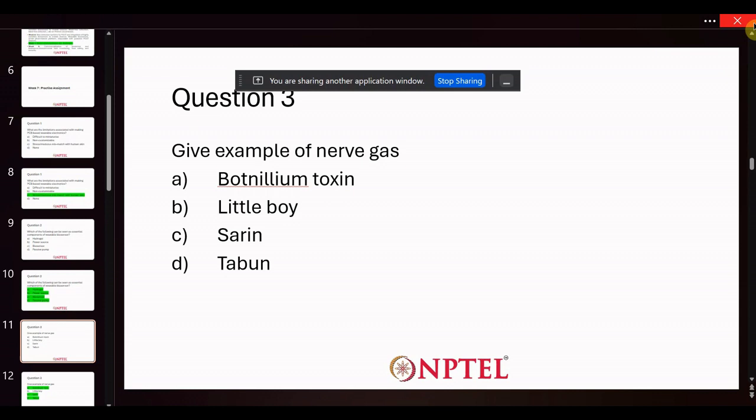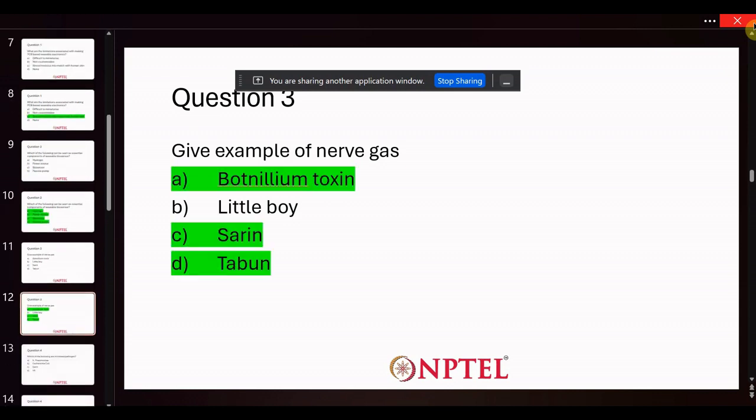Basically you can go through the lecture, or maybe in many cases you might already know about it. I can't explain it all to you, but just for information, little boy is a nuclear bomb. Little boy was the nuclear bomb. I don't remember which one, either Hiroshima or Nagasaki, but it was one of the two bombs that was dropped during the Second World War.